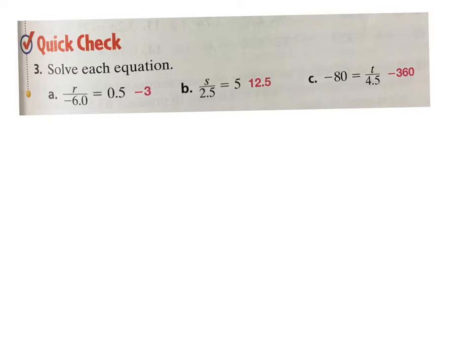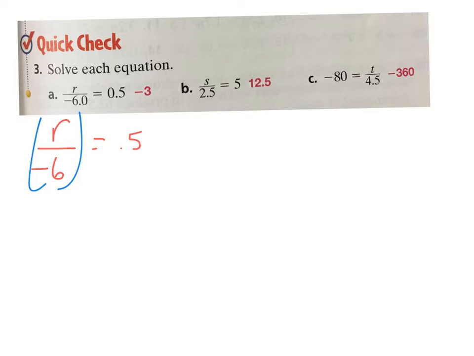Alrighty, folks, we're going to spend a couple days on this 3-5. So we're solving equations by multiplying and dividing today. And I've already included the answers here for you. Alrighty, so starting with this first one, we have r over negative 6. So r divided by negative 6 equals 0.5. And to solve here, I'm going to go ahead and multiply both sides by that.